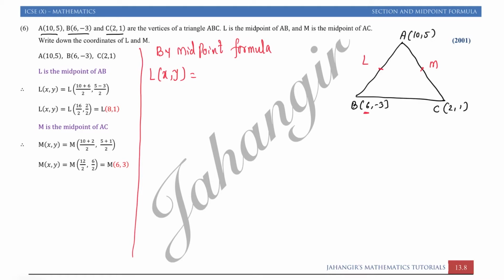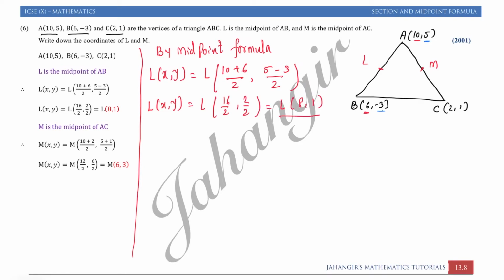We will add both x coordinates, that is (10 plus 6) upon 2, comma, add both y coordinates, (5 plus minus 3) upon 2. So therefore I can get L (x, y) is equal to L (16 by 2, 2 by 2), that is L (8, 1).